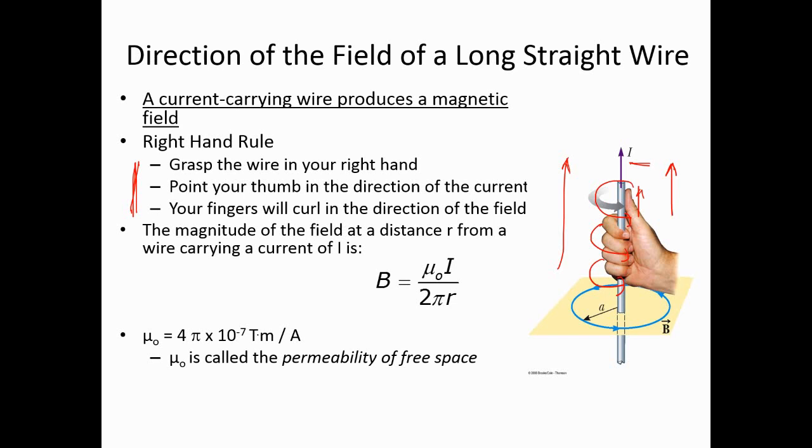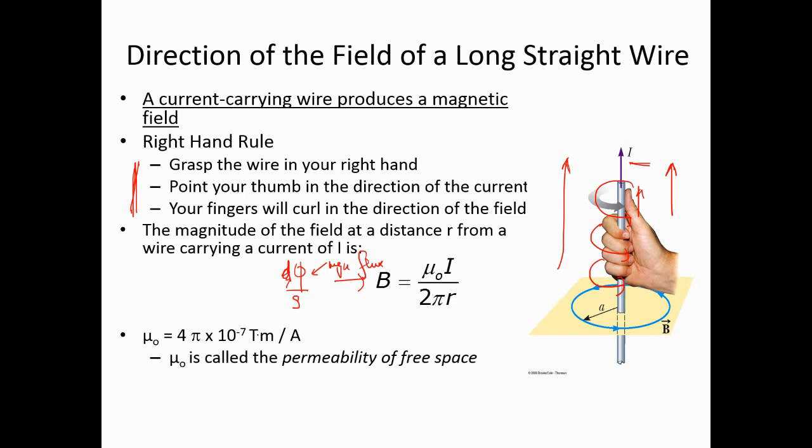Before we go into the equation of the magnitude of the magnetic field, we have to understand what magnetic field is. Magnetic field is also known as the density of magnetic flux, d phi over s, or phi over s, where phi is magnetic flux. So how much magnetic flux do we have per surface area? That's what we call magnetic field.